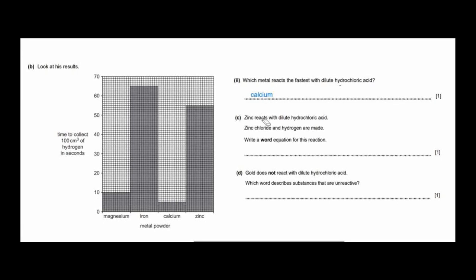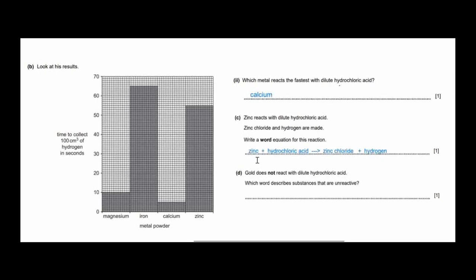Next, zinc reacts with dilute hydrochloric acid. Zinc chloride and hydrogen are made. Write the equation for this reaction. 10 seconds. Right, let's open up. So it's zinc plus hydrochloric acid to produce zinc chloride and hydrogen.